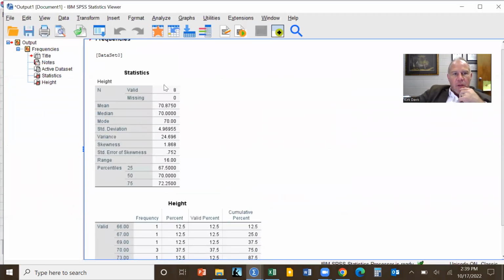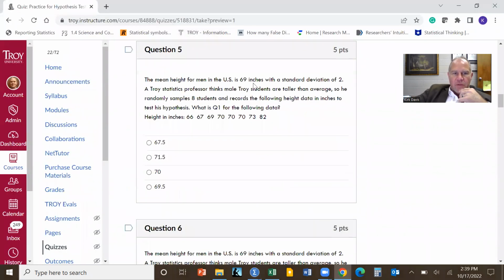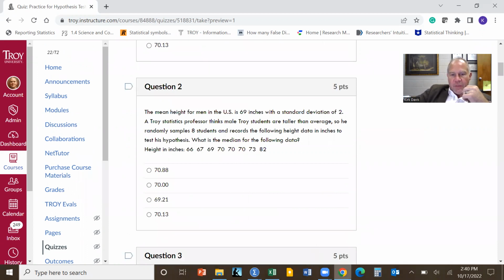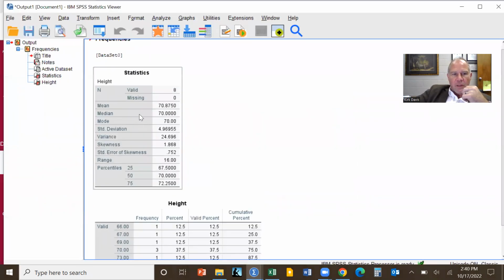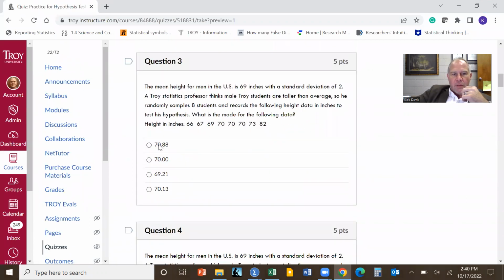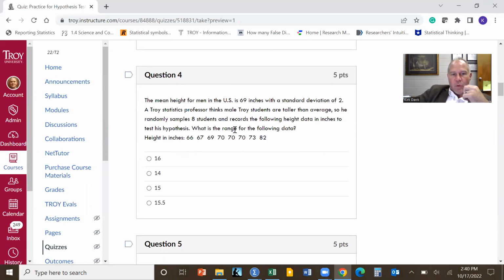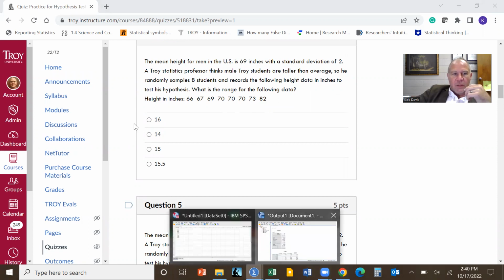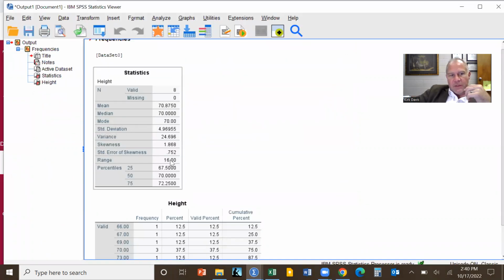And so I know my mean is 70.87. So question 1, what is the mean? And I see 70.88, so that would round to this value. Second question, what is the median? And I see the median is 70 and the mode is 70. I can choose 70, mode 70. Next question, what is the range? The range is simply 82 minus 66. We don't really need a program for that, but you will see it clearly tells you what the range is, 16.